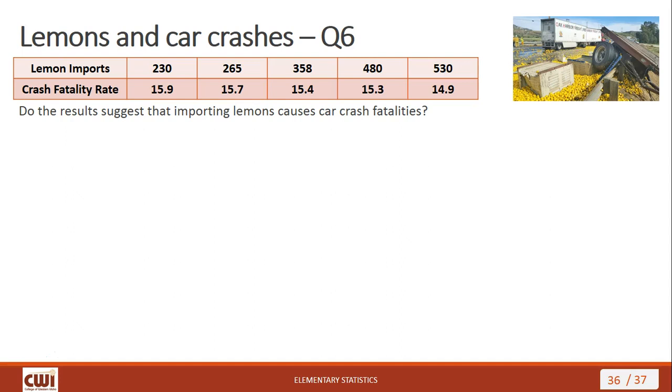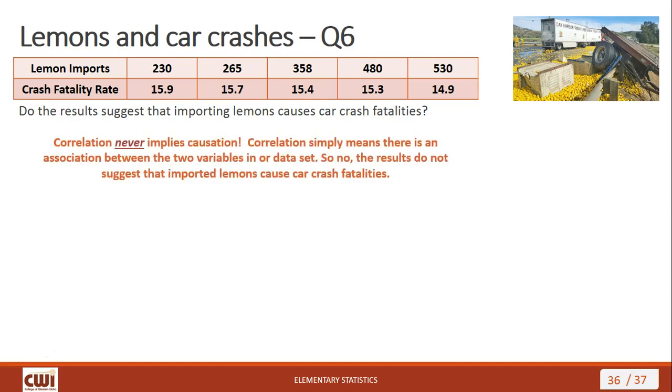Well, I hope you didn't have to think long about it. I hope you said no, because correlation never implies causation. Correlation simply means there's some association, some relationship, but it doesn't follow that that relationship is one of cause and effect. So no, imported lemons do not cause car crash fatalities.